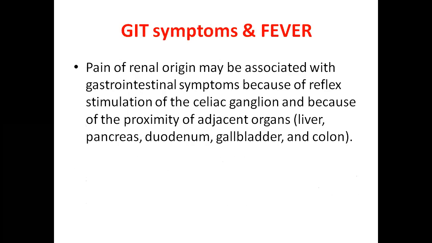GIT symptoms and fever are the main associated symptoms of renal pain. The GIT symptoms may occur due to stimulation of the celiac ganglia and because of the proximity of adjacent organs like the liver, pancreas, duodenum, gallbladder, and colon.